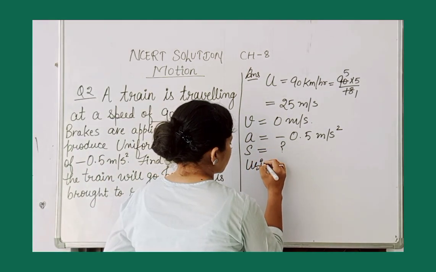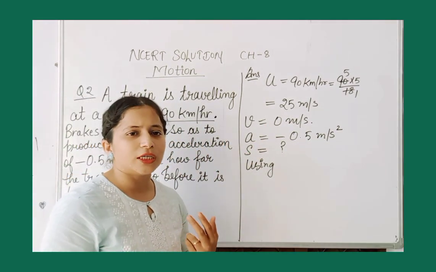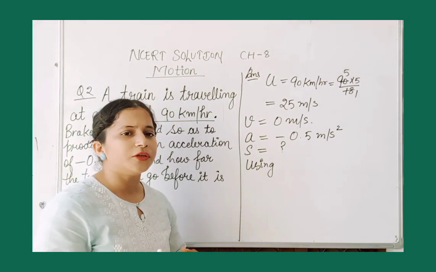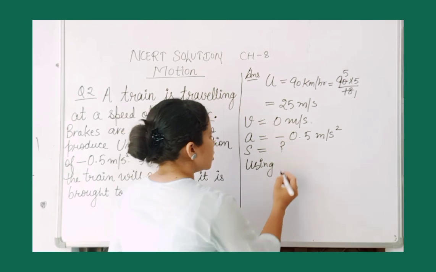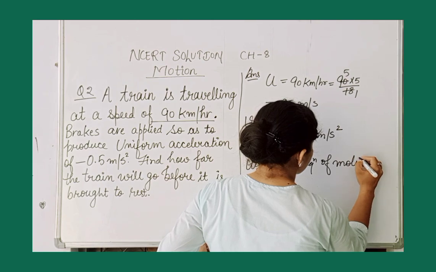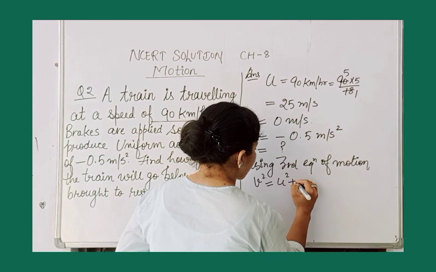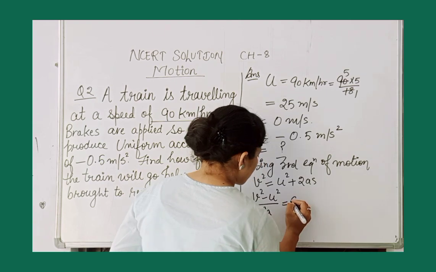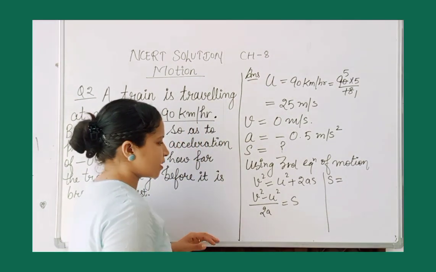Next, time period is not given and we have to find the distance. So we can find the distance by using the second and third equations. But whenever time period is not given, you can use the third equation of motion instead of the second equation of motion. So using the third equation of motion, v square is equal to u square plus 2as. So v square minus u square upon 2a is equal to s. By putting the values, we can get the value of s.